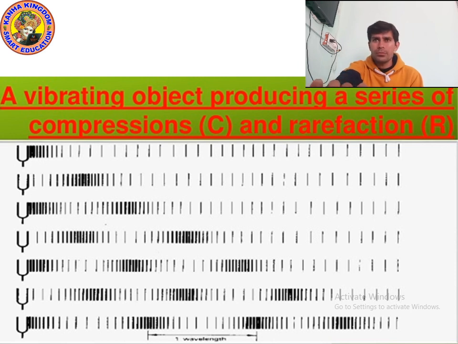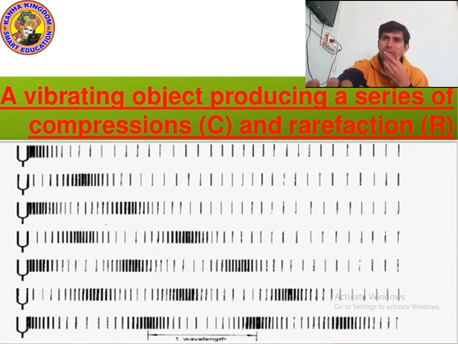So when a vibrating object moves forward, suppose you have a prong. The picture of the prong in U shape is shown in the beginning, as you can see on the screen. With the help of this picture we will try to understand two terms.